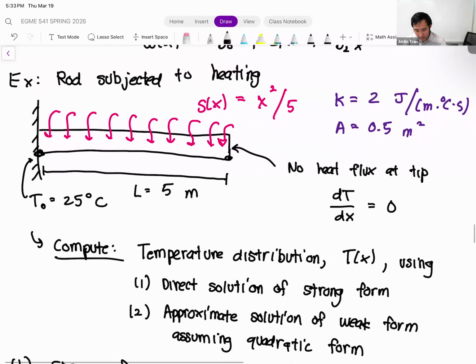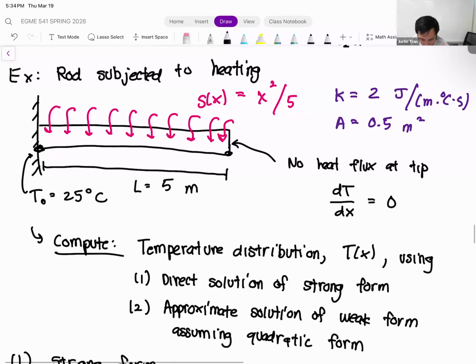So we have a one-dimensional heat flow inside a rod here. This rod is about 5 meters long. It's subjected to a fixed temperature on the left-hand side. It's subjected to an adiabatic condition on the right-hand side. That means that there is no heat flux, so the derivative of the temperature is going to be 0. It is subjected to a uniform heating function S of x that's distributed all throughout and has a value of x squared divided by 5. It has a thermal conductivity of 2 and a cross-sectional area of 0.5.